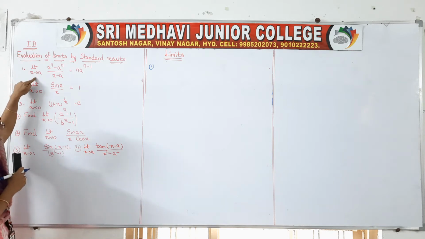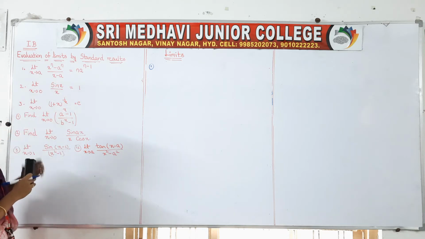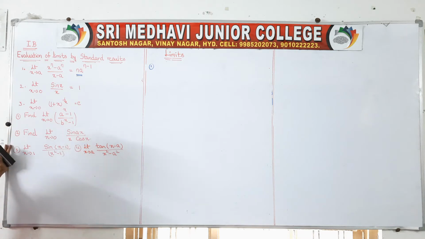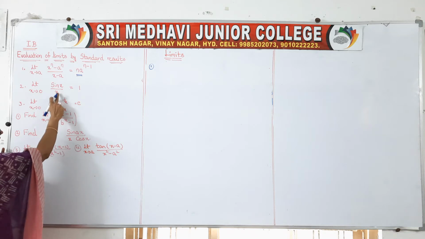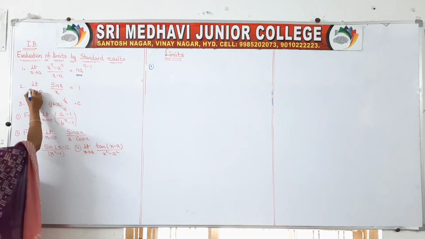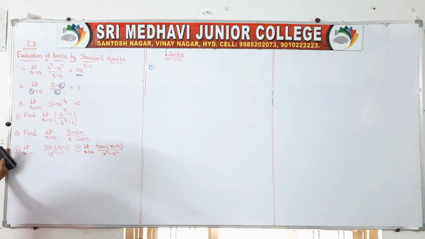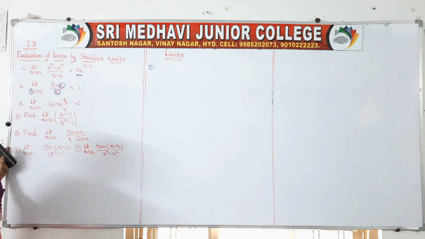Limit x tends to a, x to the power of n minus a to the power of n by x minus a, then its value is equal to n into a to the power of n minus 1. Anywhere in the problem if we get that form, we can use that standard formula. Next, limit x tends to 0, sin x by x is equal to 1. If these three values are the same, that is the general form. Instead of x, you can have any other values also.